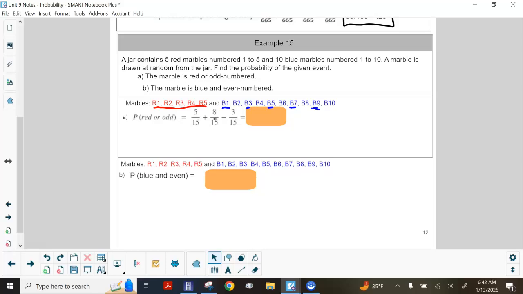this is the OR probability. So I have to look at each of those individually. So if I'm looking at the red, there were 5 out of a total of 15 marbles. And then if you're looking at the odd number, just odd, and this is kind of where it gets a little weird. There were 5 odd over there, but then there's 3 odd over here. Okay, so that makes a total of 8.